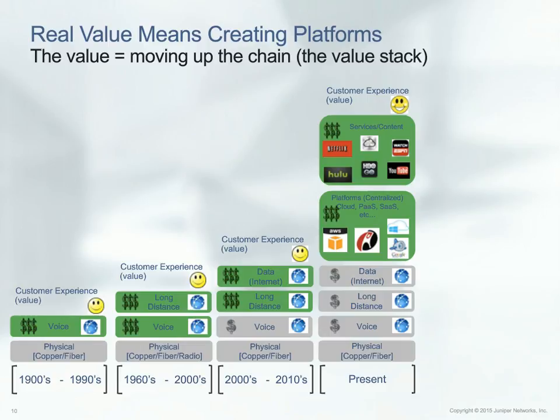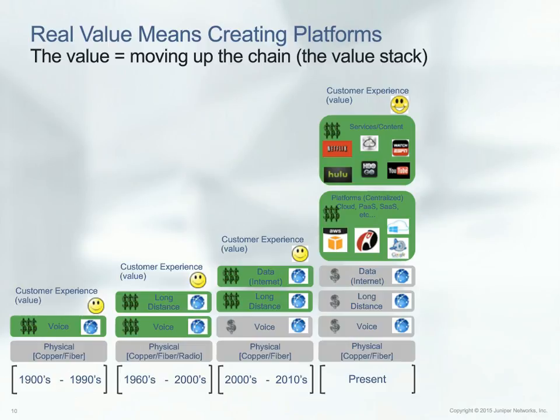But as we got into the 2000 to 2010 period, voice was becoming not so much of a cash cow. Adding data internet services was pretty popular, but again, not so much really about content or services. Moving into the present time, the value we see is heavily influenced by the platform. We see this with AWS, Rackspace, and a whole host of other platform as a service or infrastructure as a service type of capabilities, right?